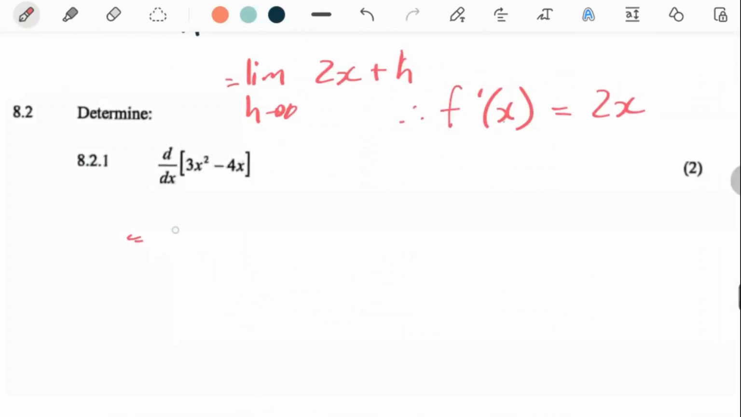Differentiating this, 3 times 2 gives us 6, and then differentiating this value gives us 4, because 1 times -4 gives you -4, and then 1 minus 1 is 0. So here, since you've differentiated, this is your final answer.